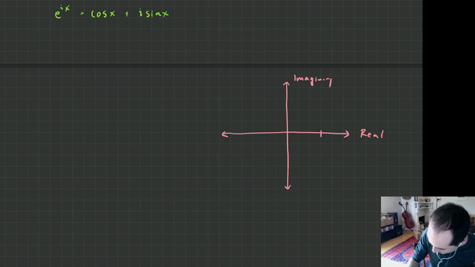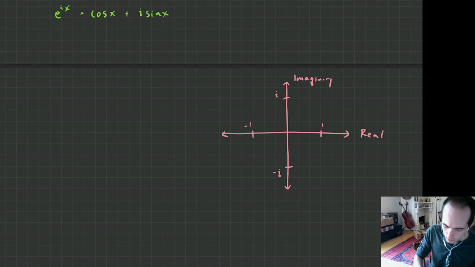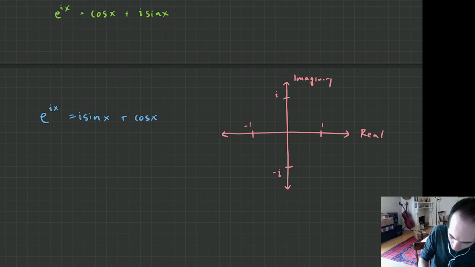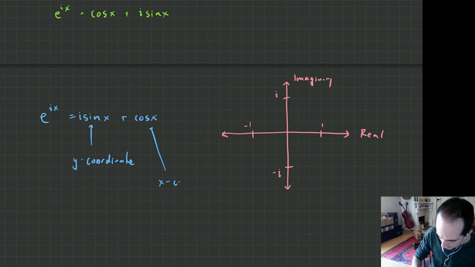So if we were to graph this, we'll have a graph that looks something like this. It'll be -1 and +1 over here, and over here we're going to have positive i and negative i. Well, if I were to say that e to the i times x is equal to i times sine of x plus cos of x, if I think of this as my y coordinate, and this as my x coordinate.